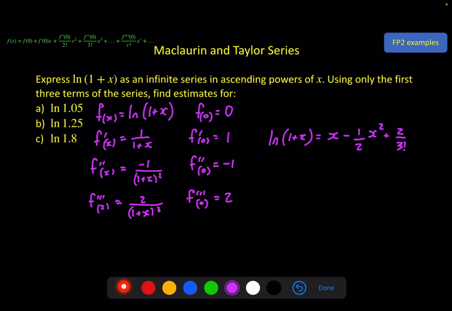I'll write it like this first, so the examiner knows what I've done, and then simplify it here: x minus 1 over 2 x squared plus 1 over 3 x cubed. And these are the first 3 non-zero terms of this series expansion. Some people like to put on a plus dot dot dot to show it's a series and we've only done the first few terms. Some people don't like to do that. I think it's fine either way.